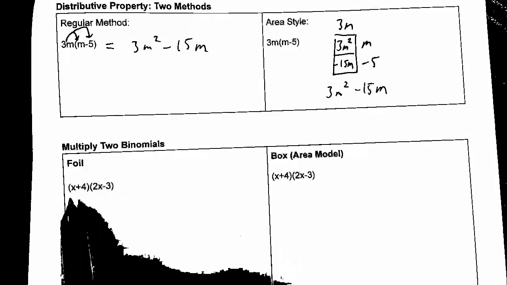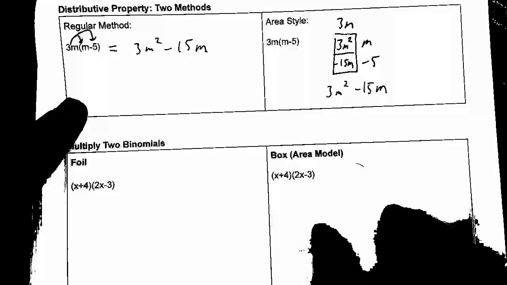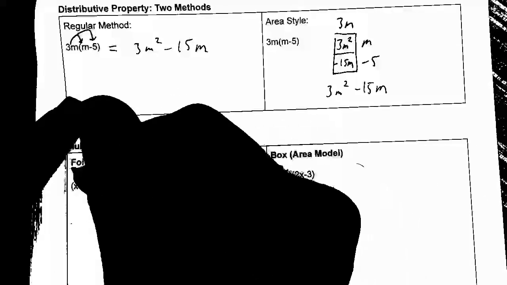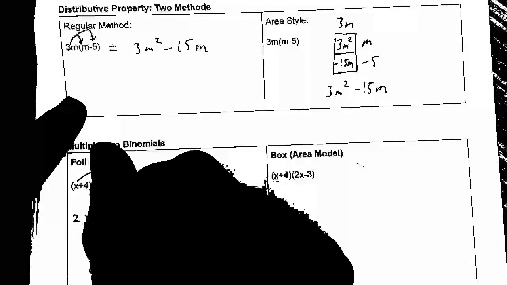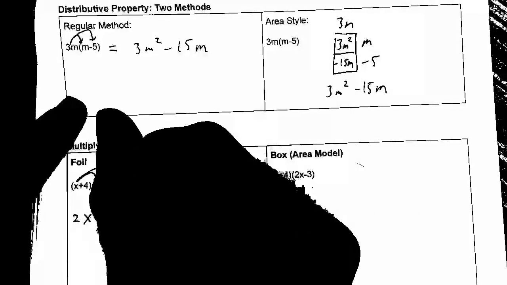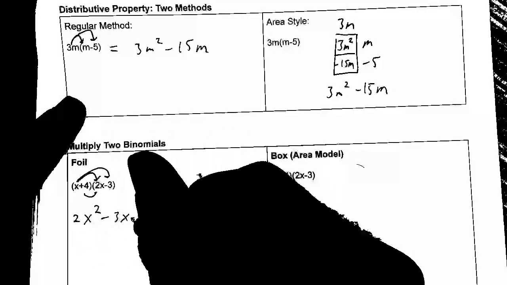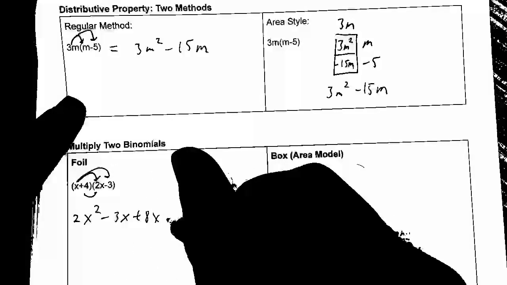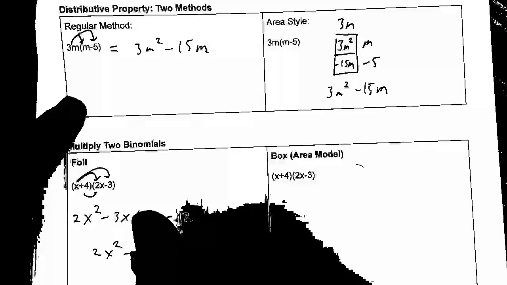So guys, when you have 2 binomials, where each of them has 2 terms, what is this going to be? How do we do this? We'll do foil and then we'll do box. Foil: multiply everything. X times 2x is 2x squared. Then x times negative 3 is negative 3x. Then 4 times 2x is 8x. And 4 times negative 3 is minus 12. So we have 2x squared plus 5x minus 12.